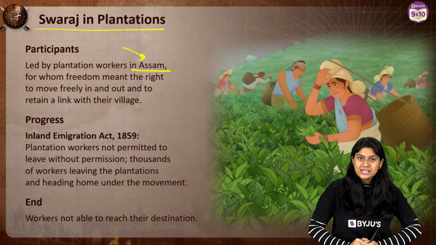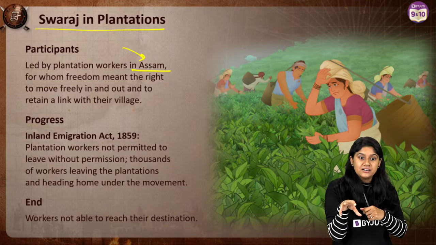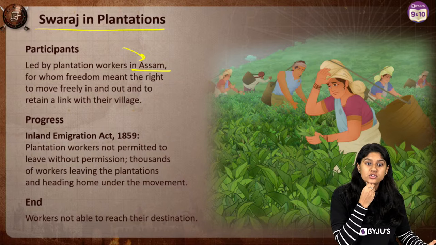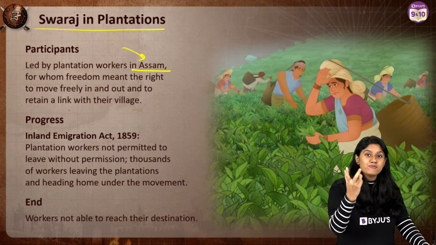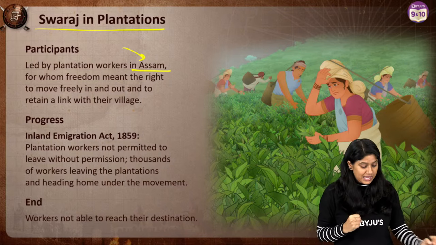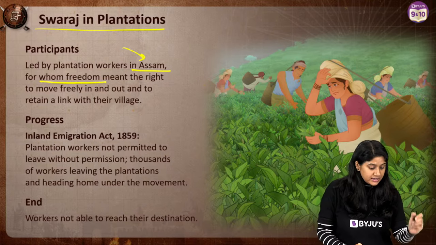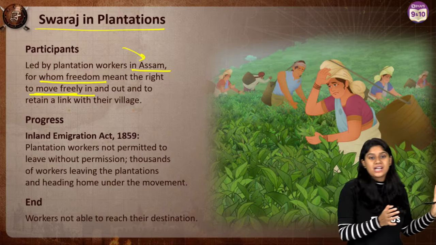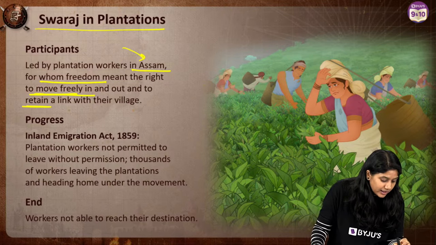But unfortunately, once they are at the plantation center, they cannot move back to their own village, right? So they thought that the meaning of the non-cooperation movement for them was that they can get their freedom back. They can easily move in and out of the plantation whenever they want, and they can actually retain the link with their villages.